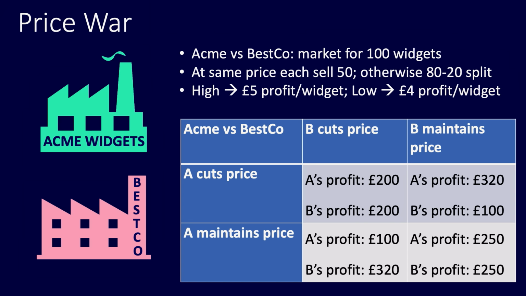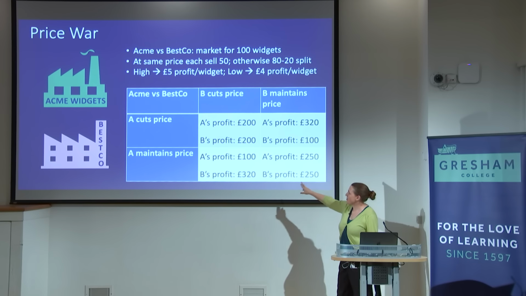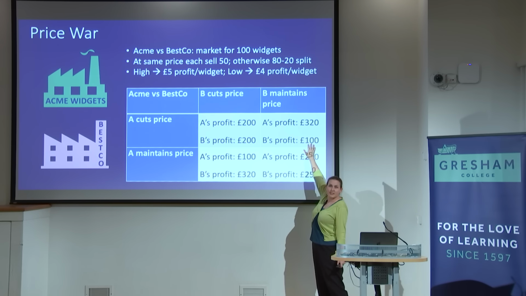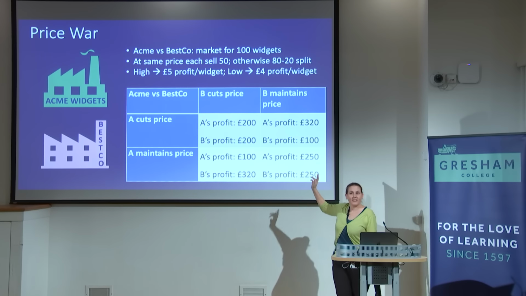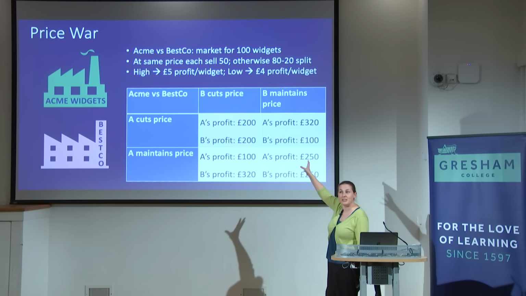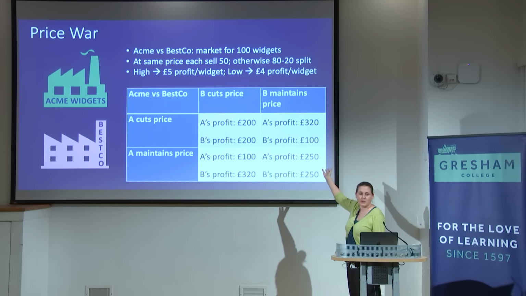So we're starting off in the bottom right-hand corner, where they're selling 50 widgets for £5 profit, they make £250 profit. So what's the incentive here for company A, or Acme, right? If they cut their price, which would be the top entry here, if they cut their price and B doesn't, their profit shoots up because they suddenly now sell 80 widgets for £4 profit, £320 profit.